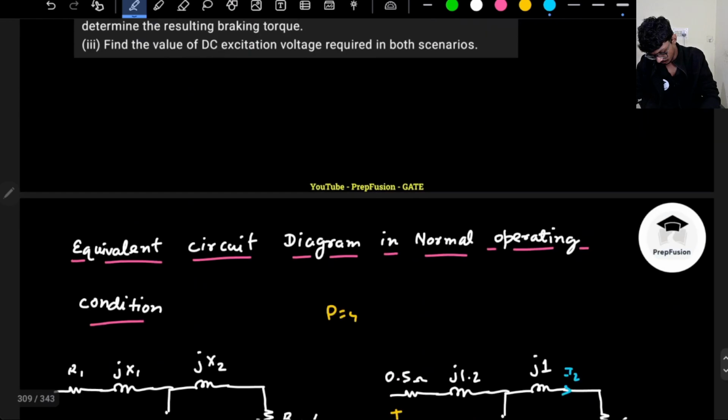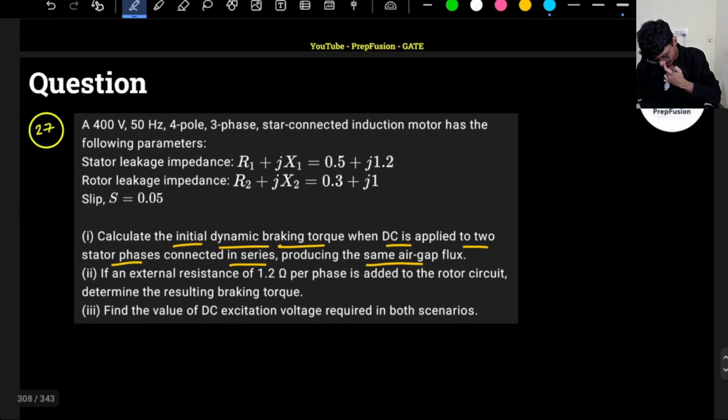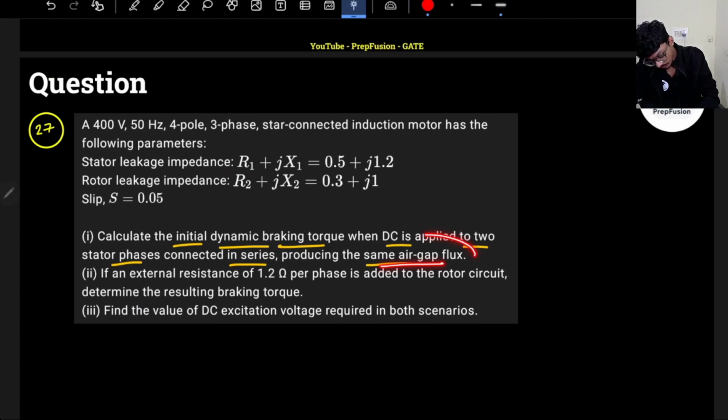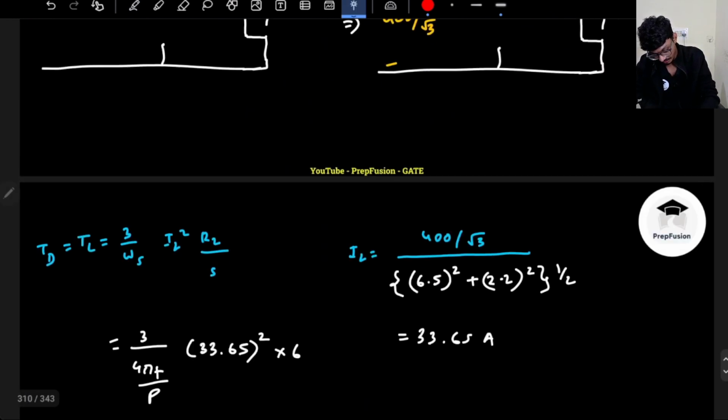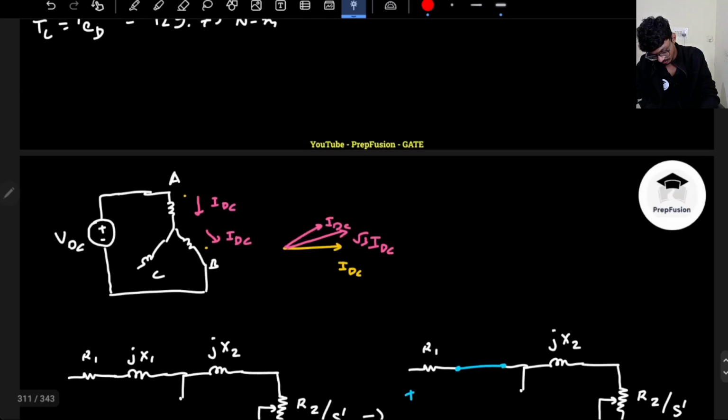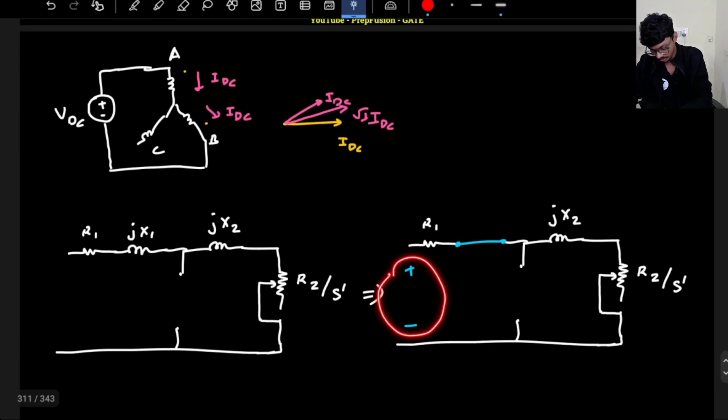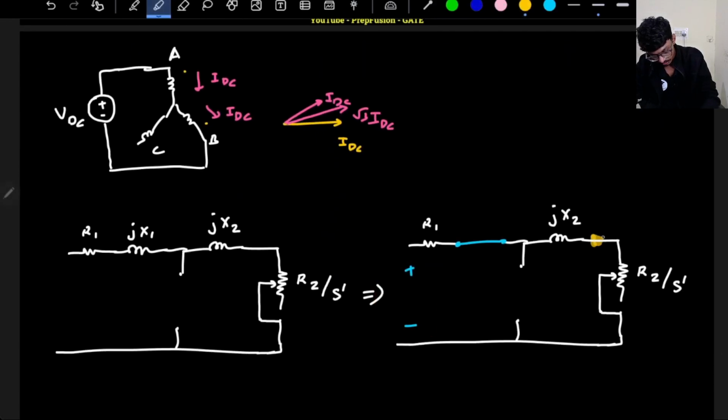Calculate the initial dynamic braking torque for producing the same air gap flux. So actually we will need it because I have to find out this I2 current. I will not be able to find this I2 current because I don't know this voltage. So how will I find out this I2 current? They have told me that it should produce the same air gap flux as previously.